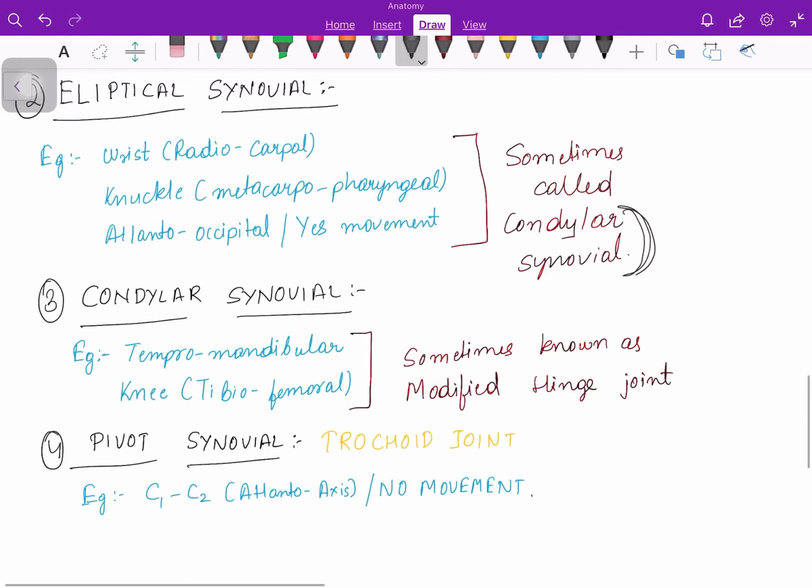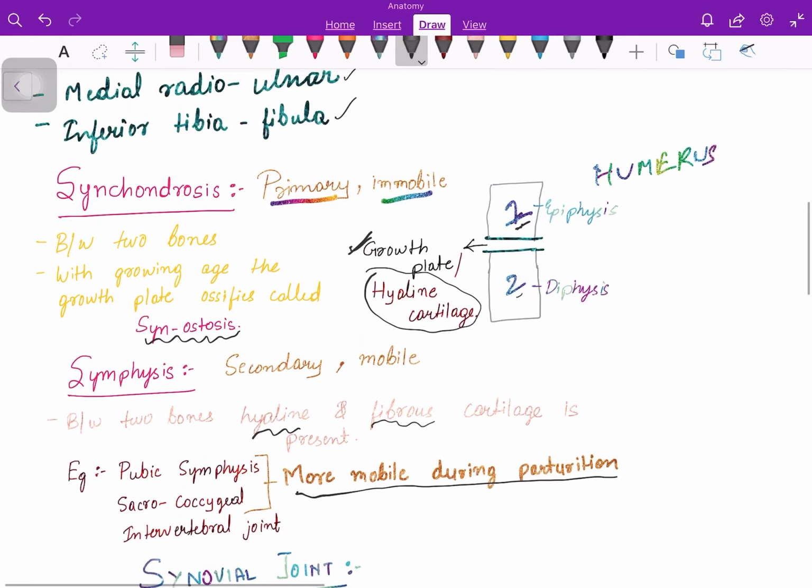So that's it. This was all about the joints, their types and examples.